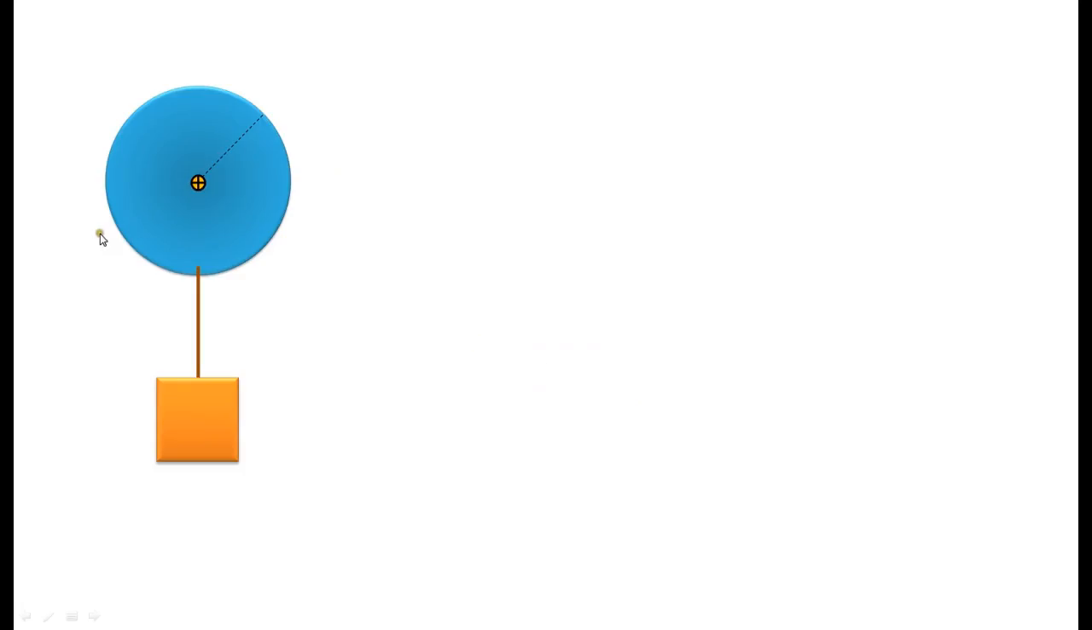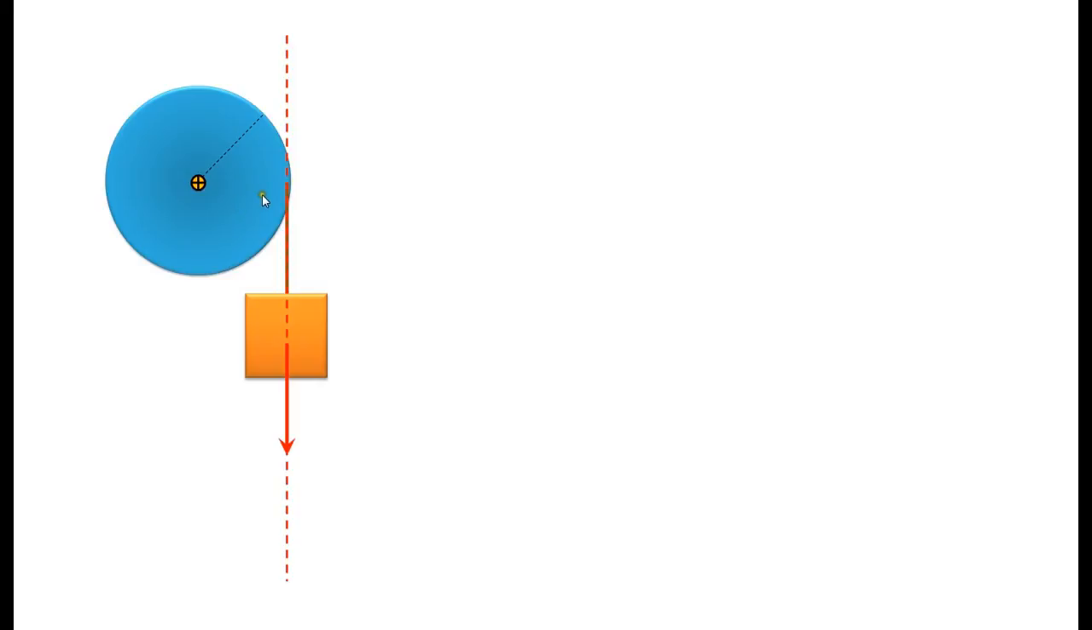Look at this configuration. A cylinder free to rotate with a force acting in this direction does not produce any rotation. That's clear, because the force passes through the point of rotation, or I should say the line of action passes through the point of rotation. But imagine this configuration where the force does not pass through the center. In this case, the cylinder rotates.